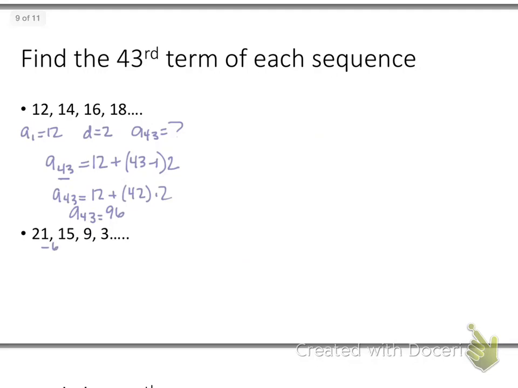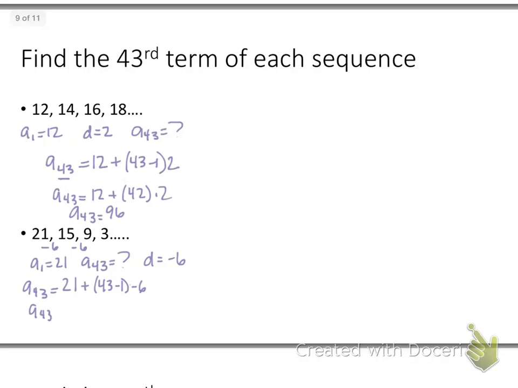Okay, this one, it looks like I'm subtracting 6 each time. So my a sub 1 is 21. I'm trying to find a sub 43, or the 43rd term, and my distance this time is negative 6. So a sub 43 equals my a sub 1 this time is 21 plus my n is 43 and my d this time is negative 6. So we're multiplying by negative 6.